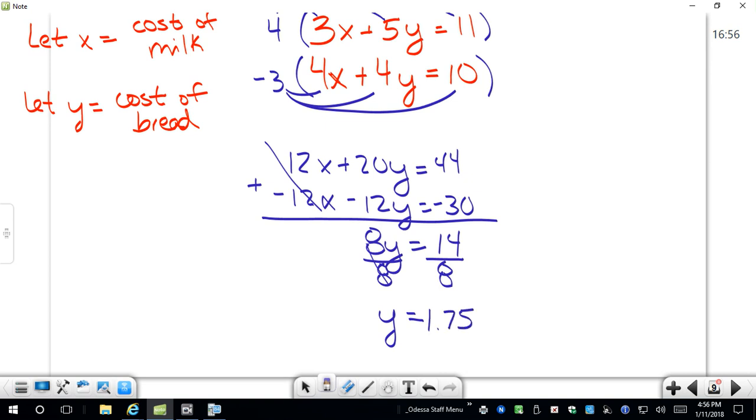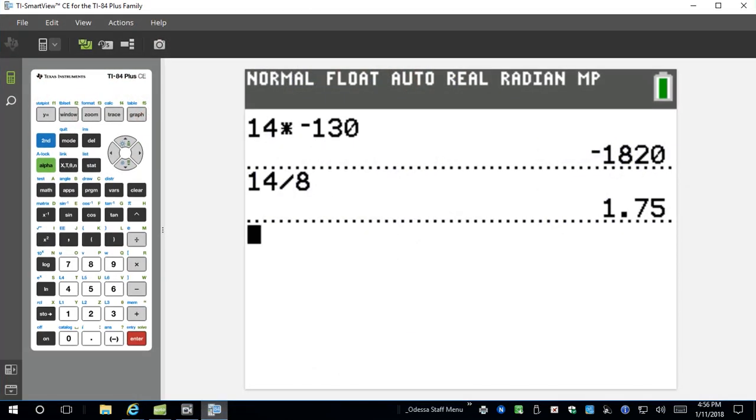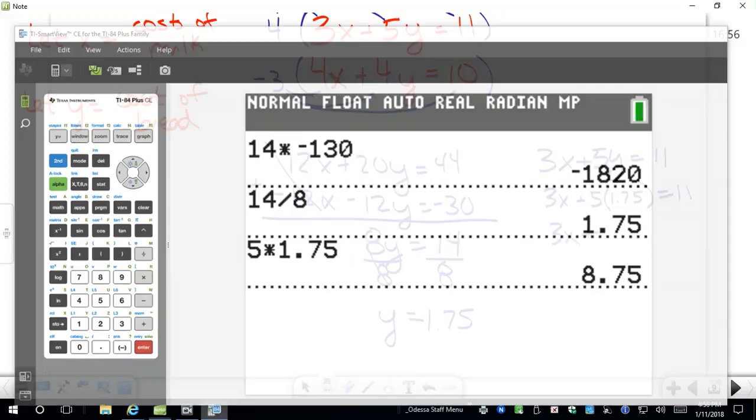Now remember guys, that's just the cost of our loaf of bread. We do have a little bit of work left to find the cost of the milk. We're going to take one of those original equations. Remember guys, we always go back to the original. We're going to go ahead and plug in that $1.75 for y. So we're going to get $8.75.